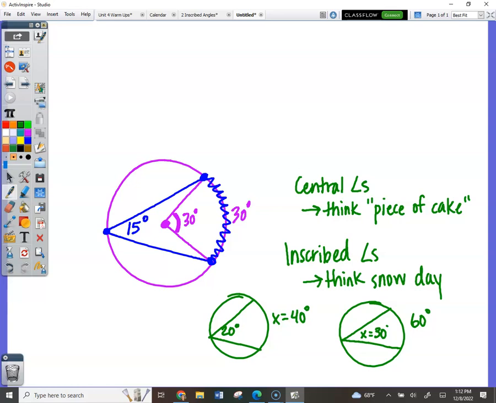Go to what you know, and then look at where you need to go as far as finding x, and ask yourself, if it was a snow day and I was going outside, I would double. If I was coming inside, I would half. Does that make sense?